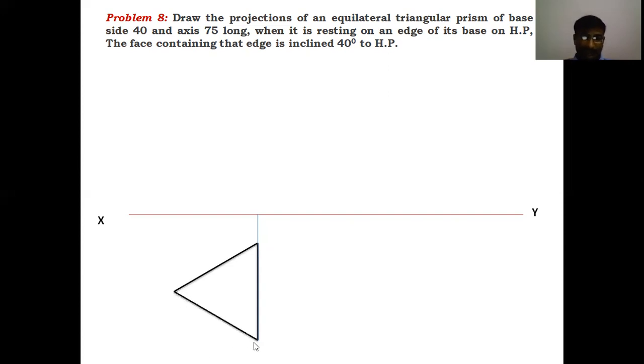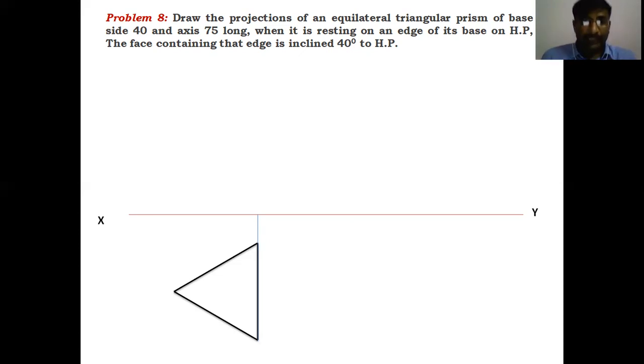Draw another line from this point. This is the 60 degrees angle and length is 40. So like this, you have to form a triangular base, because the face containing that edge means the axis is indirectly inclined to HP. Whenever the axis is inclined to HP, in the initial position, the axis is assumed to be perpendicular to HP. When the axis is perpendicular to HP and we look from the top side, it is visible as a triangle. Okay, first of all, you have to draw the top view here.